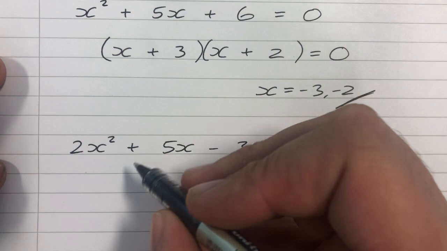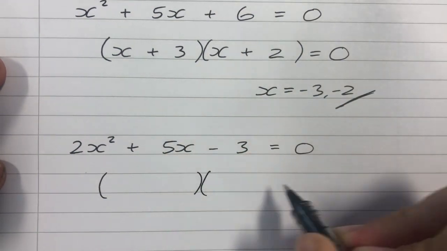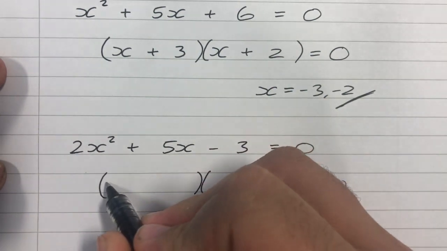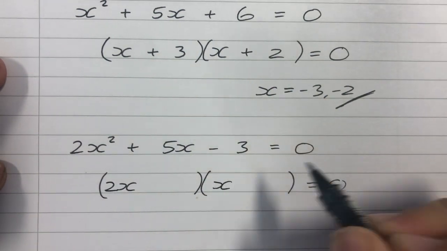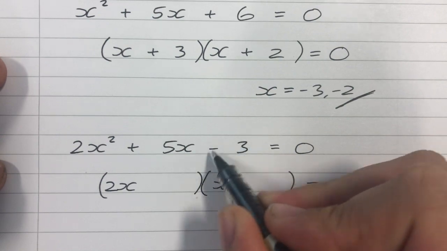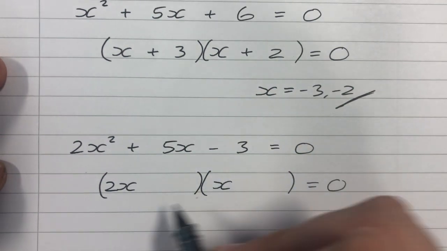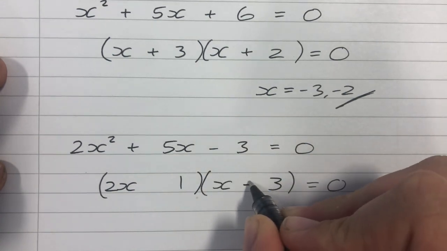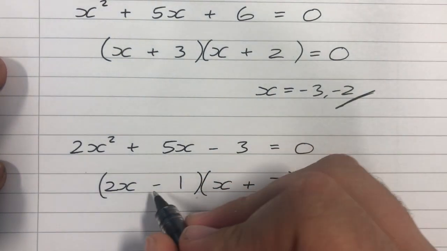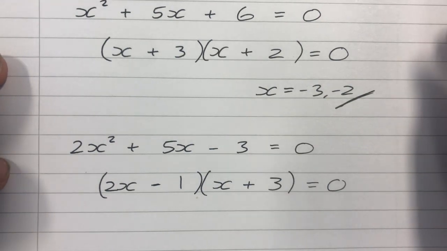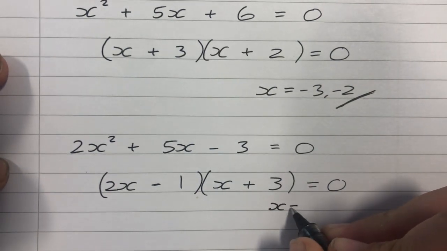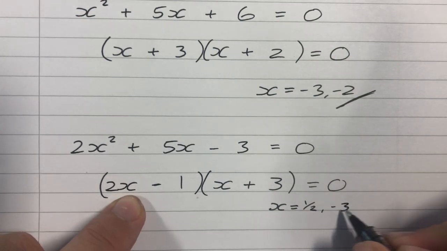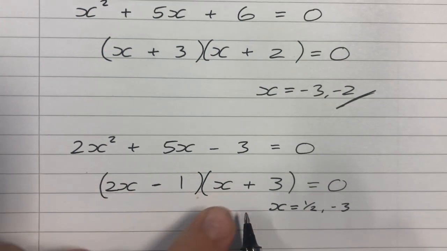Here we've got, again, the product of two brackets equals 0. This time we've got a 2 at the beginning, so it's either going to be a 2x and an x. And we've got a 3 here at the end, so it's got to be a 3 and a 1 if it does factorise, and I just happen to know that it's going to be plus 3 in there and a minus 1 in there. A little bit of trial and error, and we can then read off the solutions as either x is a half from this bracket or x is minus 3 from this bracket.